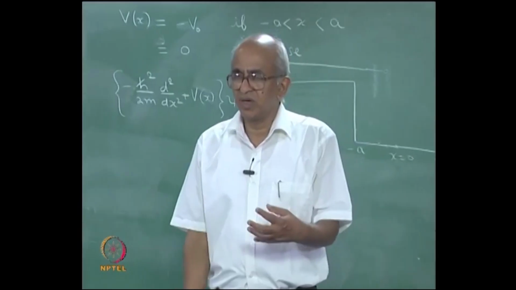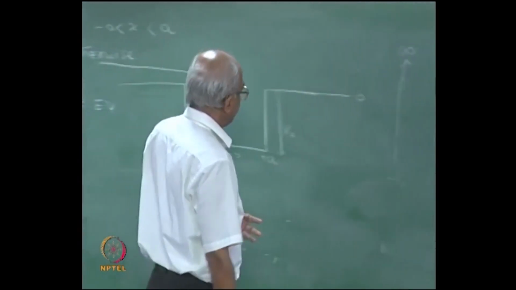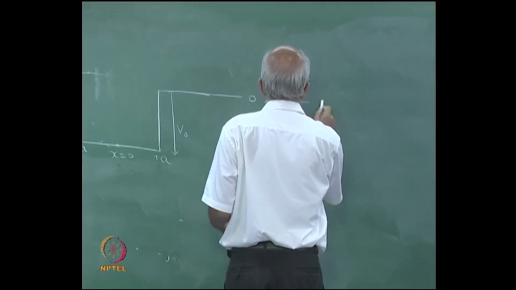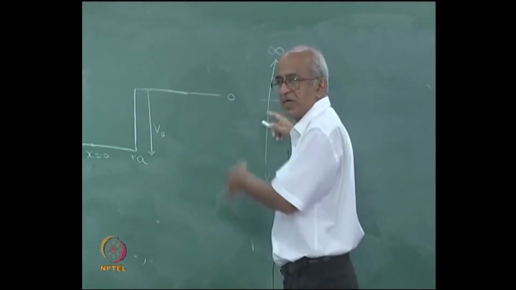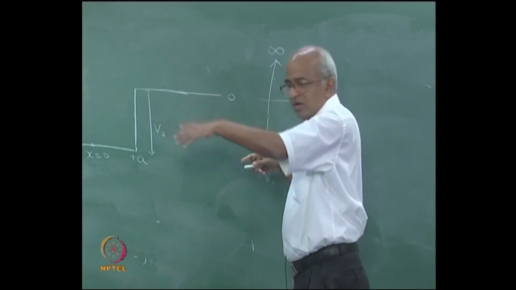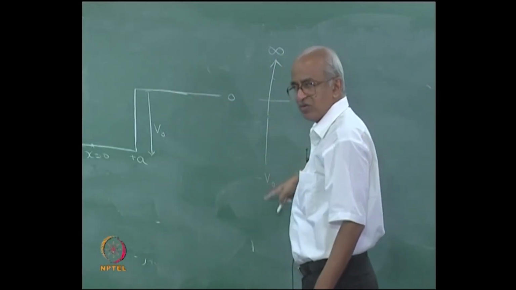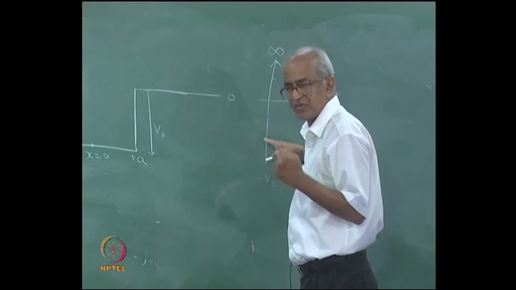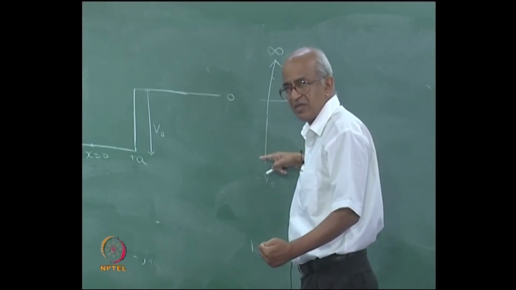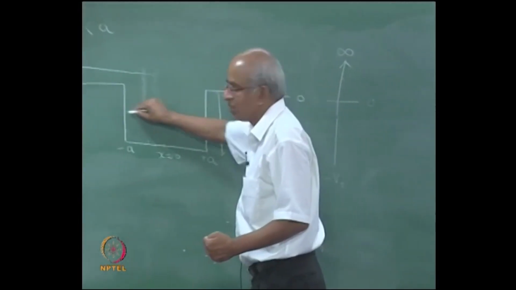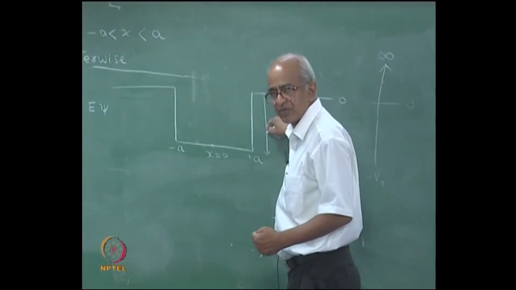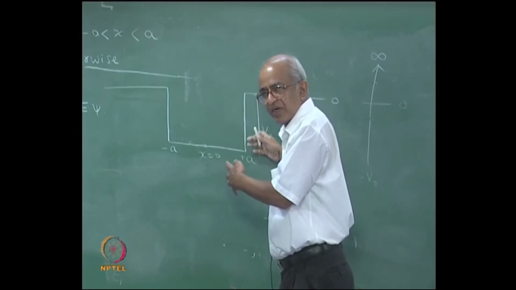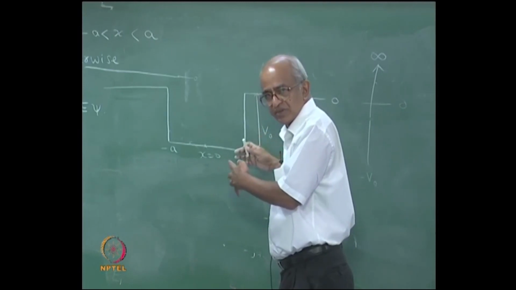And classically what will happen is that if the total energy of the particle is greater than 0, the particle will go away. While if the total energy is less than 0, that means the total energy is negative, then what will happen? The particle will actually go back and forth. So, it is bound within the box. Such a particle is going to be bound within the box.